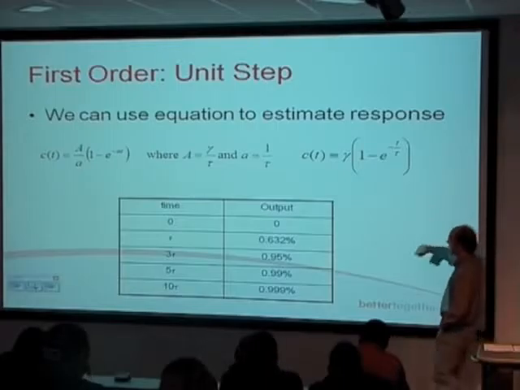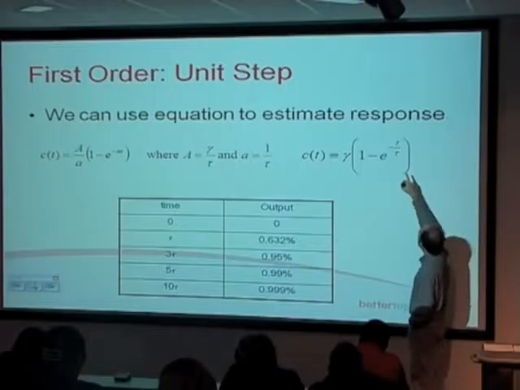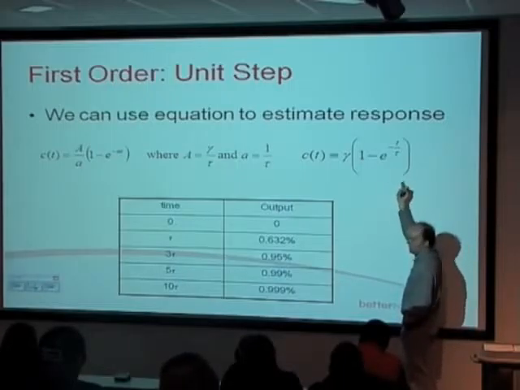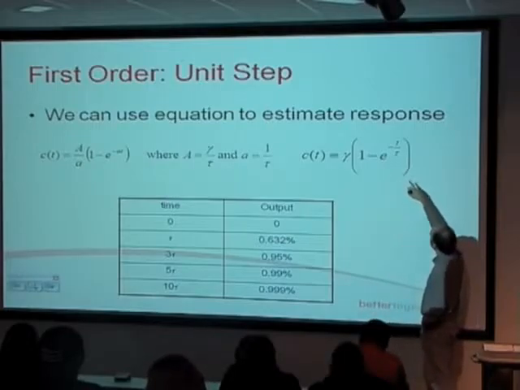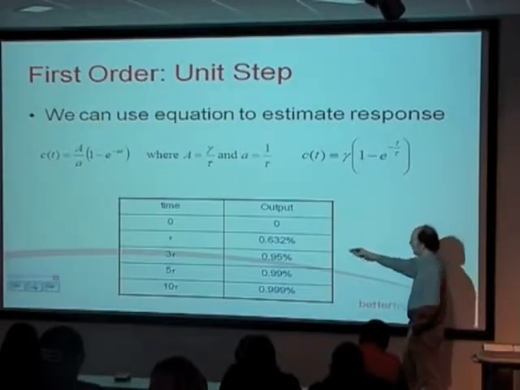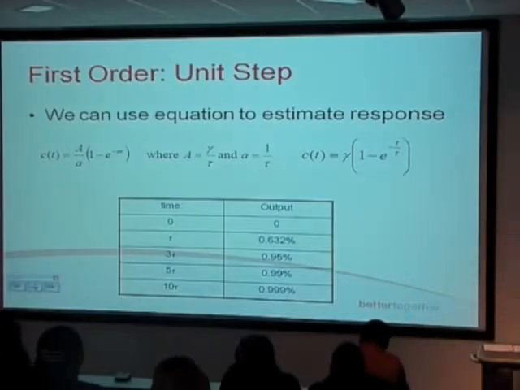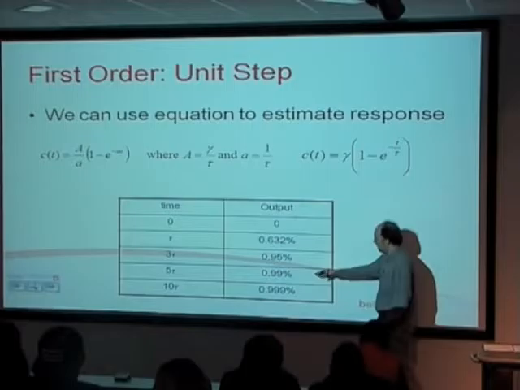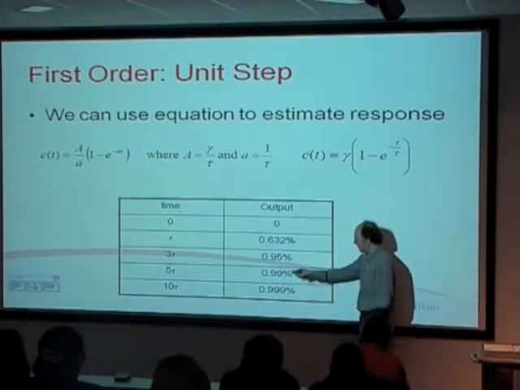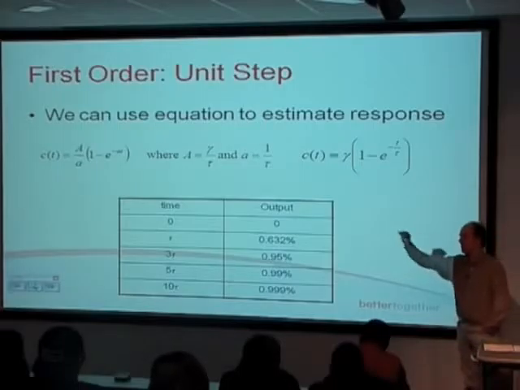And let's plot some values. So when time is 0, the output's going to be 0. You stick in t equals 0 in there, you get 1 minus 1. It's got to be 0. Okay, you stick in tau for t, you get e to the minus 1. And you get this value, 63.2% of whatever your gain is. 3 tau is 95%, 5 tau you get to 99%. 10 tau, you're almost there. Okay, but it's an exponential, so in a sense you never get there.